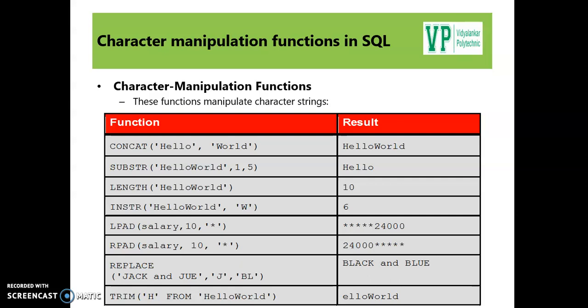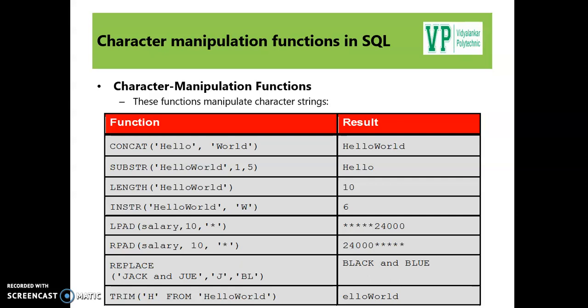Both letters are in capital case. It indicates what? In Jack and Jew, J gets replaced by the BL pattern. So the result is Black and Blue. Where J is present, it gets replaced with BL. So by using this replace function, you can change an entire pattern with one letter, or a single letter with another pattern.